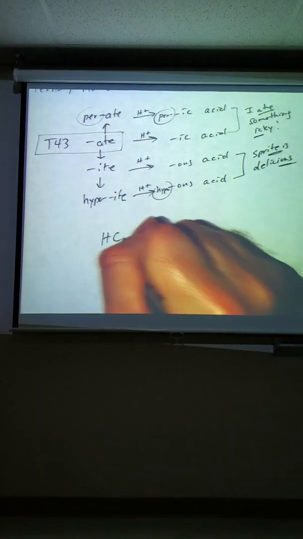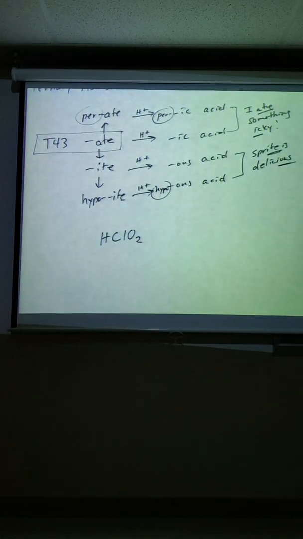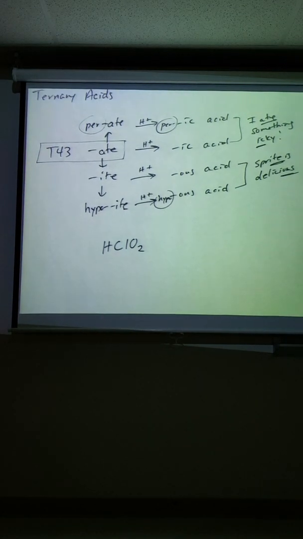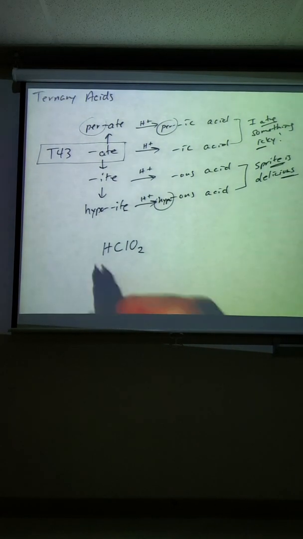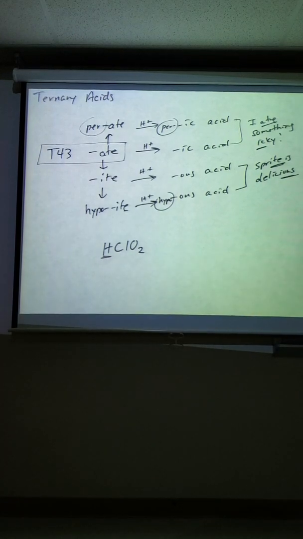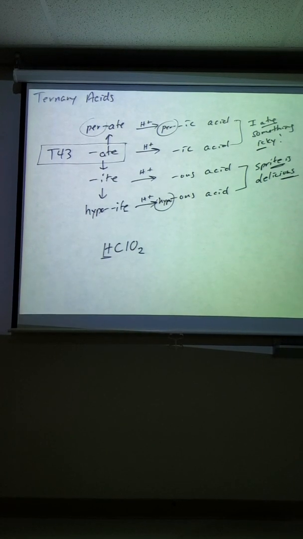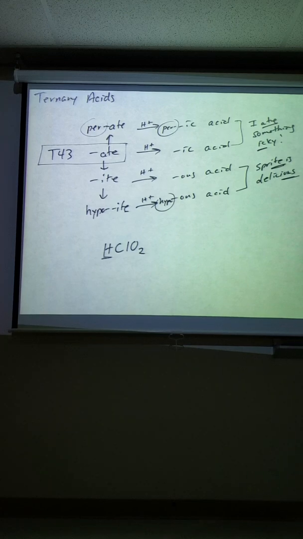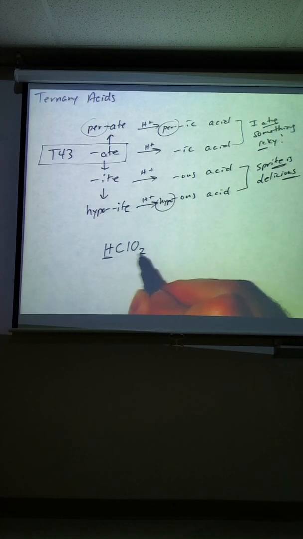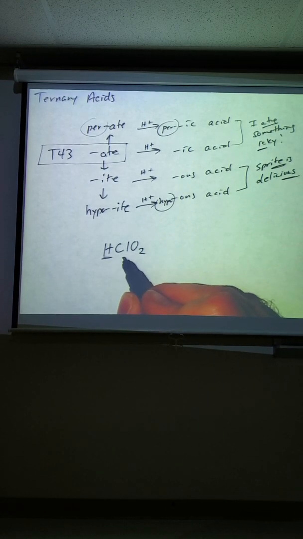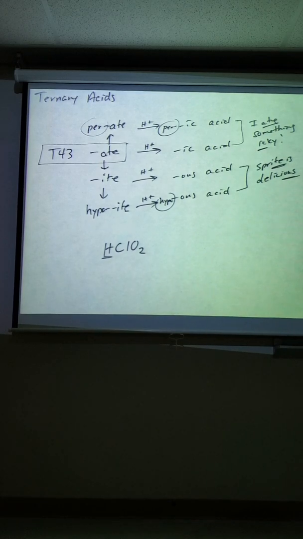So if I were to give you something like HClO2, how would we name it? Well, again, this is a ternary acid because it has hydrogen, and then it has some other anion partner with more than one atom. Because it's not HCl, it's not hydrochloric acid, that was a different lecture. That's binary, this is ternary.